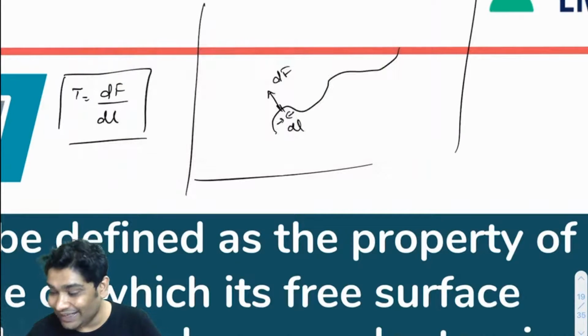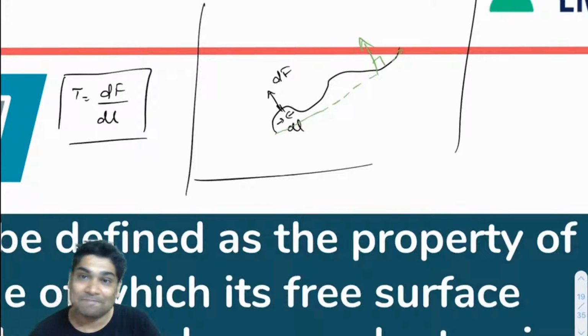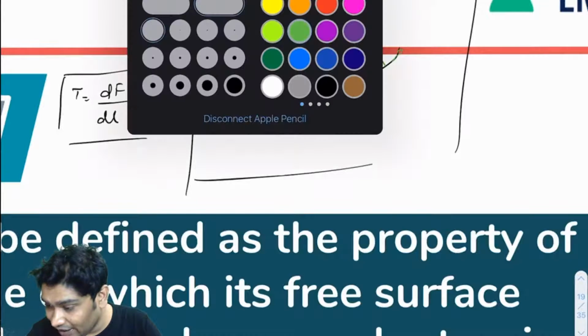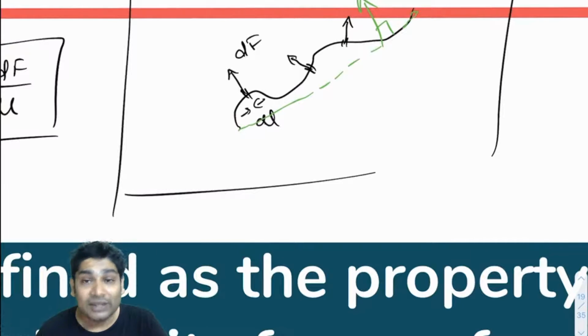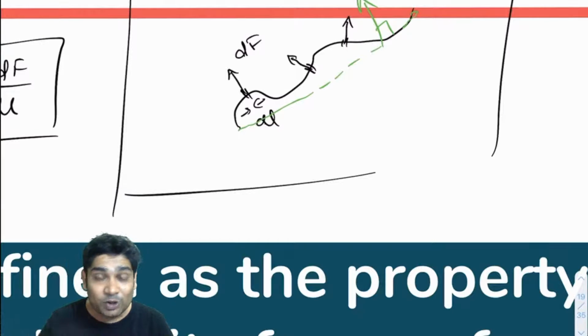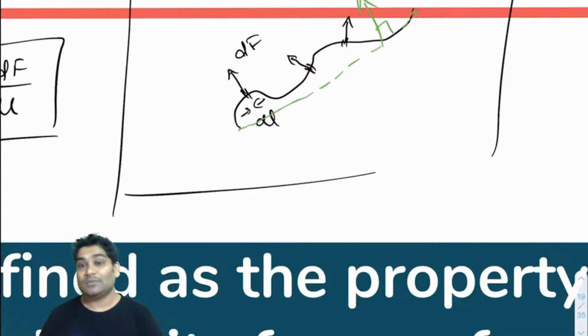What you are saying is that you need to find the net force in this direction. The force on every element would be in a different direction. The force on this element would be in this direction, and on this element in this direction. So if you found the net force, that would correspond to the projected length. I hope you got what I'm saying.